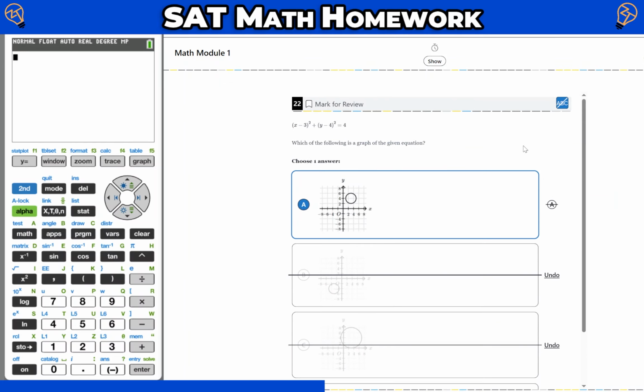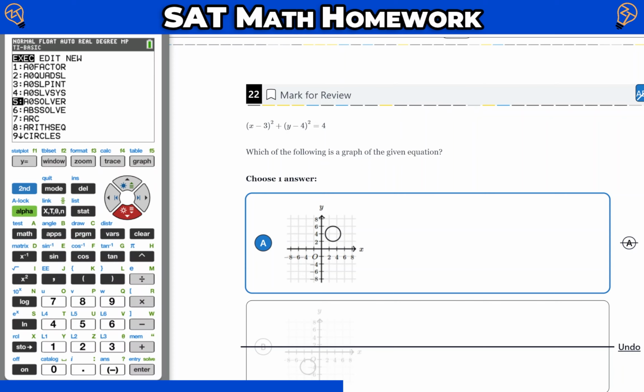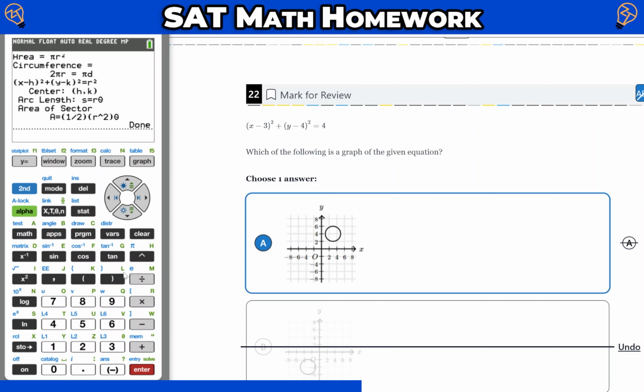So if we go to our program circles, which is program number 9, so I could type 9 or I could go to it and press enter. I'll press enter again, and we get to see quite a bit of information regarding circles. And more specifically here, we have the standard equation of a circle, and you can see various aspects.